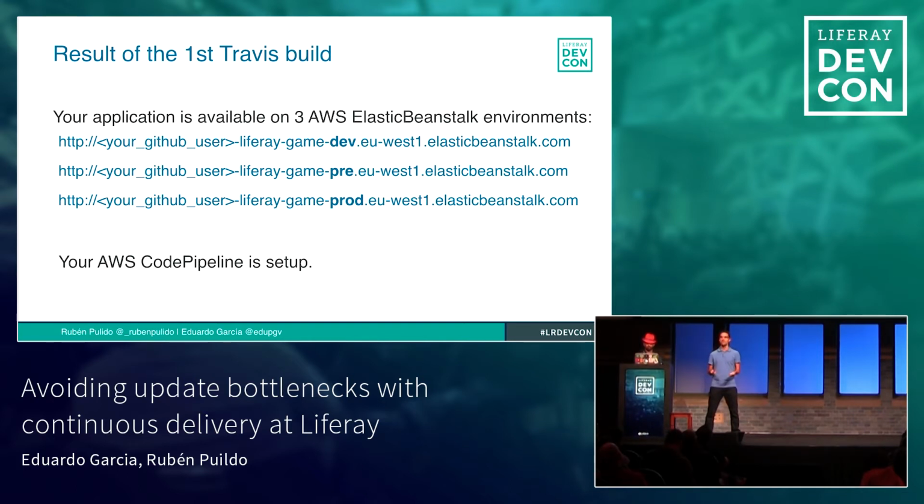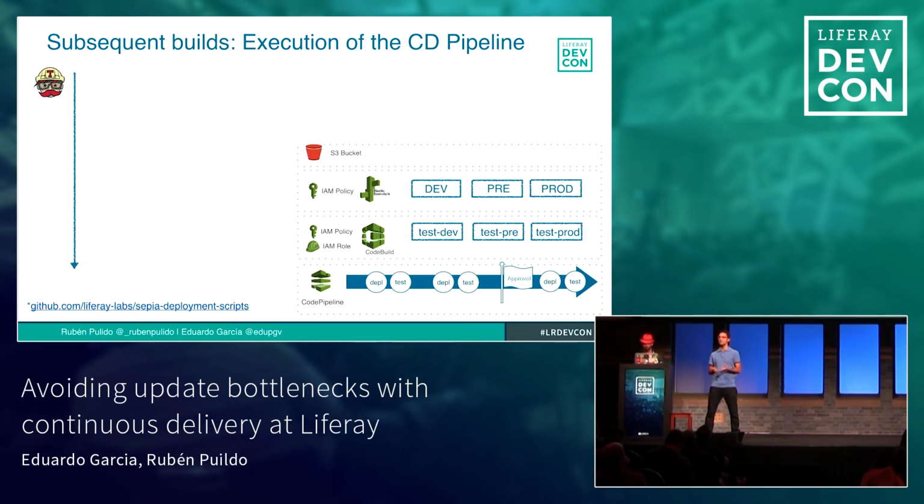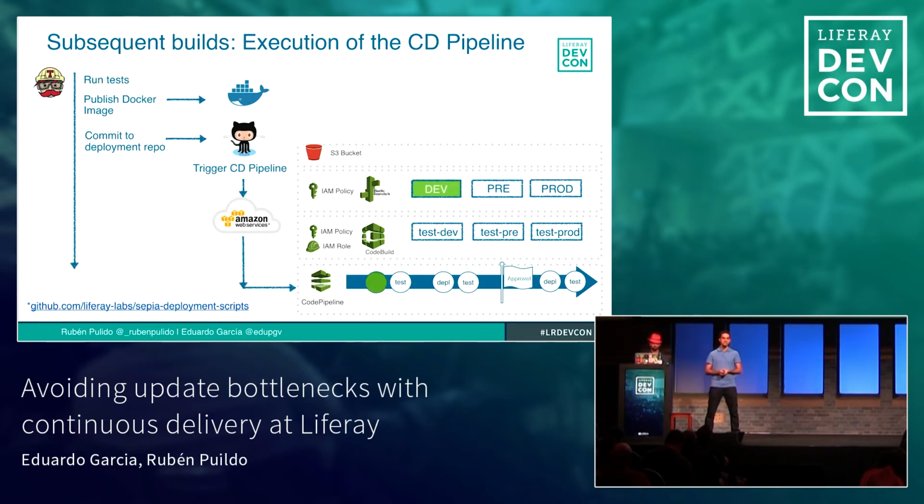So what happens if you now make a second change to the application? Well, the pipeline is already in place, so we won't need to recreate it. The 3 steps we mentioned before will be executed again. And this time, since the pipeline is coupled to that deployment repository, the pipeline will be automatically triggered by your change. And as long as the tests are successful, the development and pre-production environments will be updated automatically. Then you have the chance to approve the change to go to production, and you will have your application available in the production link as well.